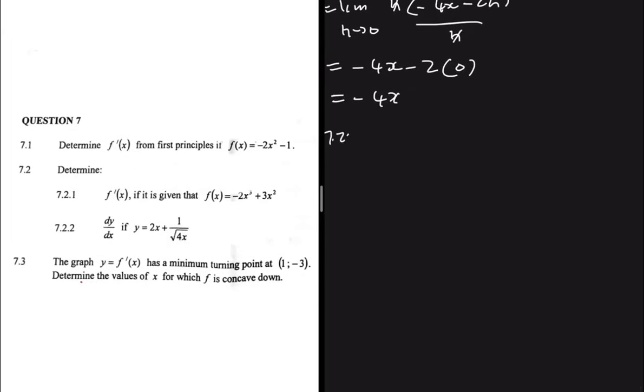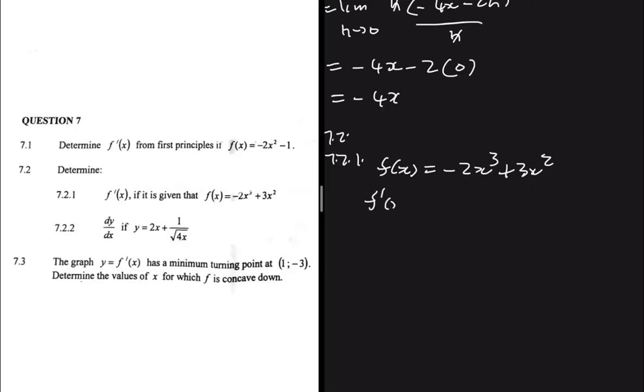7.2. The interesting question here is 7.3. That's the interesting question. Let's just do 7.2 first, and then we're gonna move to that. 7.2.1. We have f of x, which is equal to minus 2x to the 3 plus 3x squared. We want the derivative using, we're not told what to use, right? So we can just use the power rule, the faster method, right?